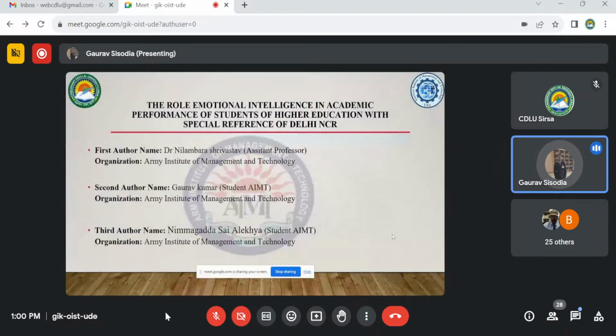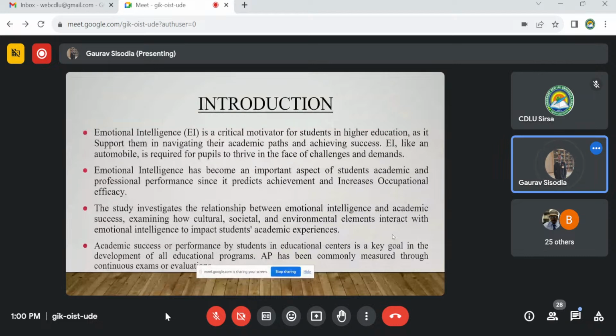Good afternoon, all the judges present there. My name is Gaurav, and I'm presenting this research paper under the supervision of Dr. Nilambra and the co-author Alekhya. My topic for this research paper is the role of emotional intelligence in academic performance of students of higher education with special reference to Delhi NCR.